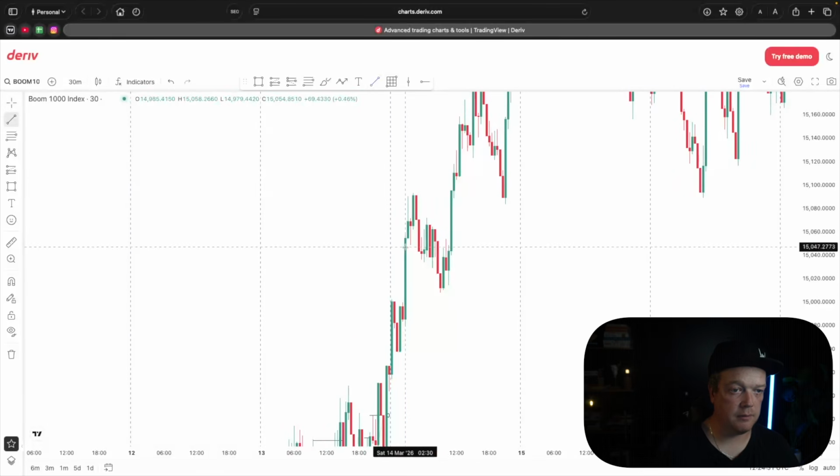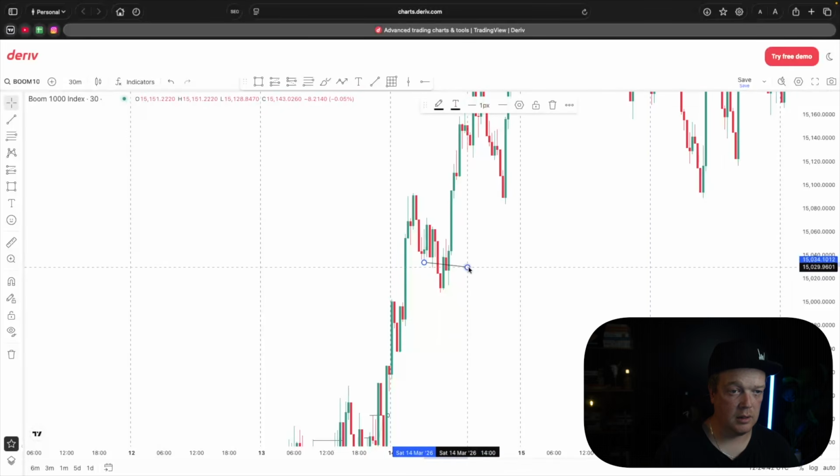Let's quickly see here. Liquidity sweep has happened. We didn't take out the high. A new low was created right over here. Did we take the high? No. New low created. Did we take the high? Yes, we did. This high right over here.